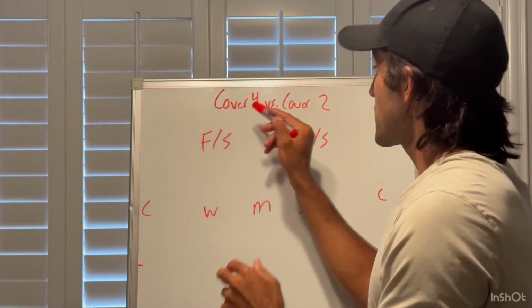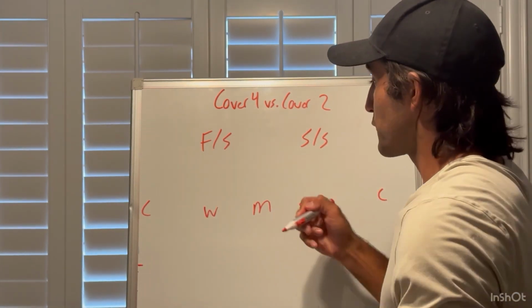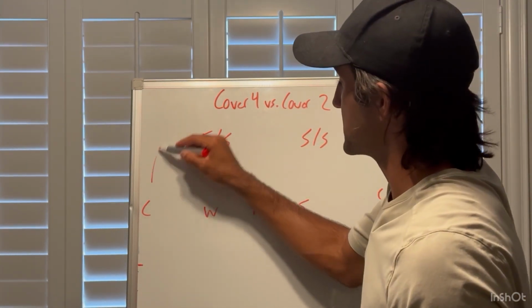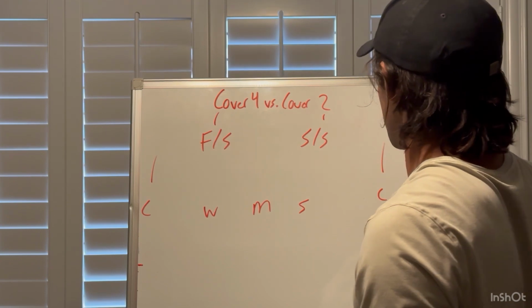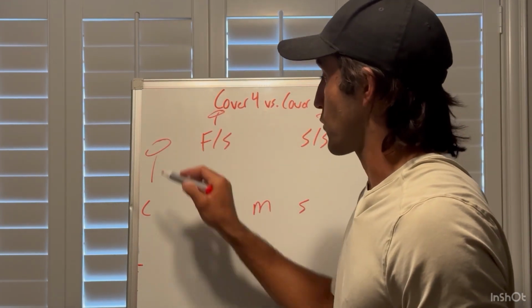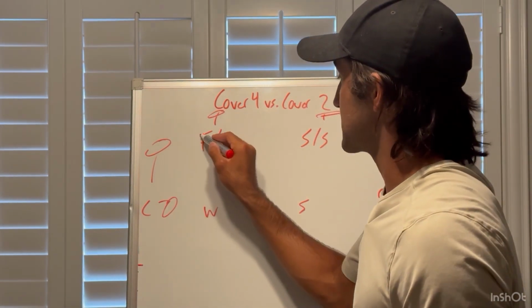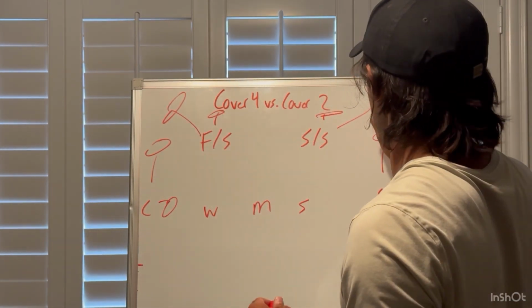So everybody knows Cover 4 and Cover 2 are both two-high safety concepts, right? In Cover 4, what are they doing? They've got the deep fourths of the field, right? So they split the field up into quarters. He's got a fourth, he's got a fourth, he has a fourth, he has a fourth. And then in Cover 2, we all know that the corners are sitting in the flats and the safeties have the deep halves of the field, right?